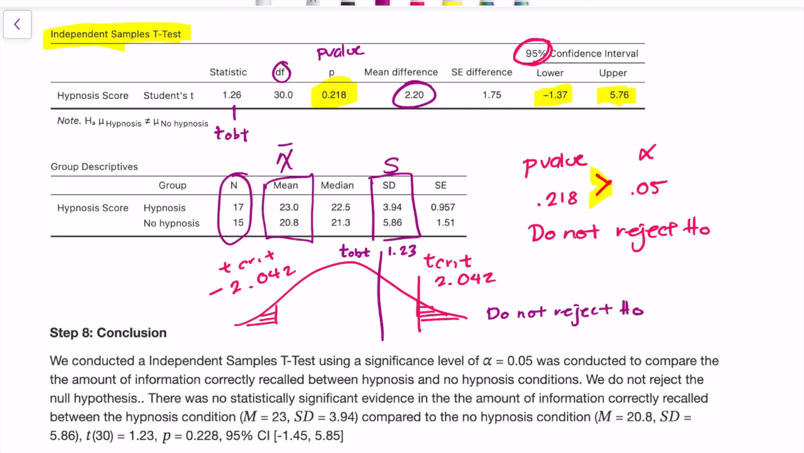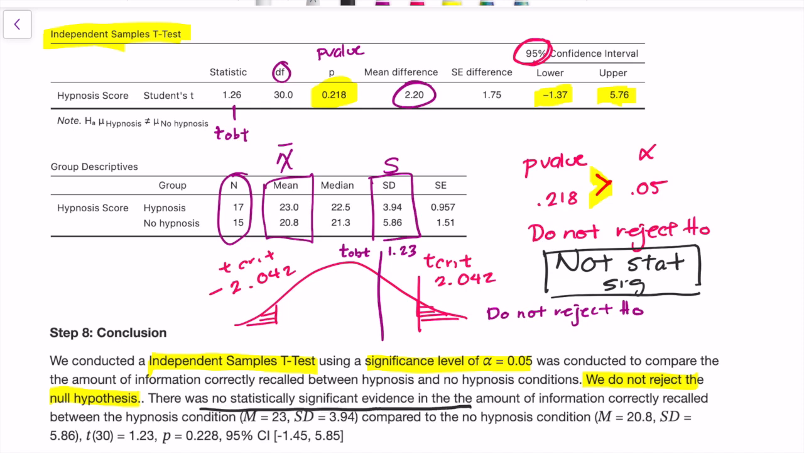Okay, from here I have all the information that I need. I usually start with the name of the test. So I did an independent samples t-test, the significance level that I used, and kind of a little story about what you were comparing, like what the two different samples were that you were looking at. We decided not to reject the null hypothesis, so that's the next thing we have to say. Do not reject the null hypothesis. Whenever we do not reject the null hypothesis, it also means that it was not statistically significant. So that's the next thing that we say.